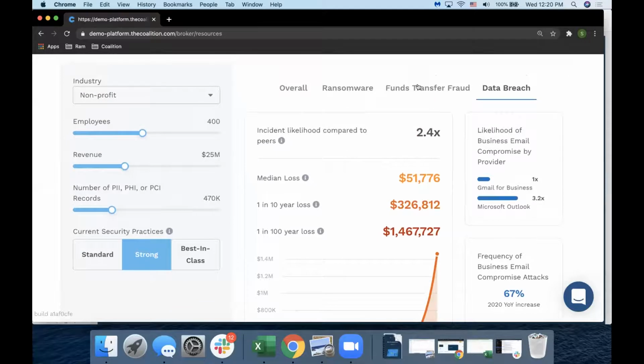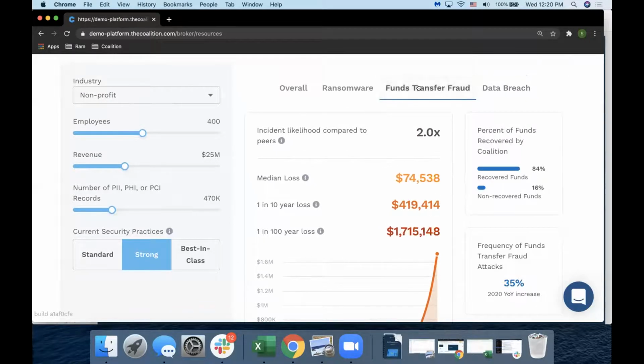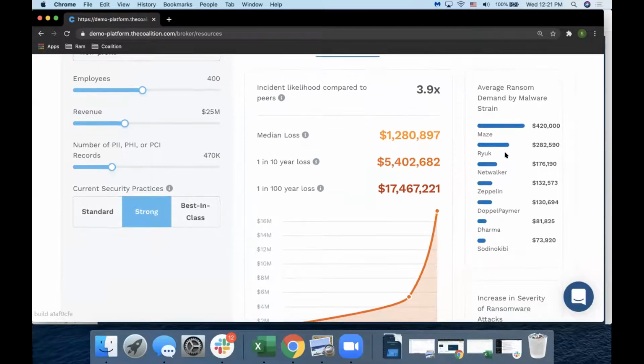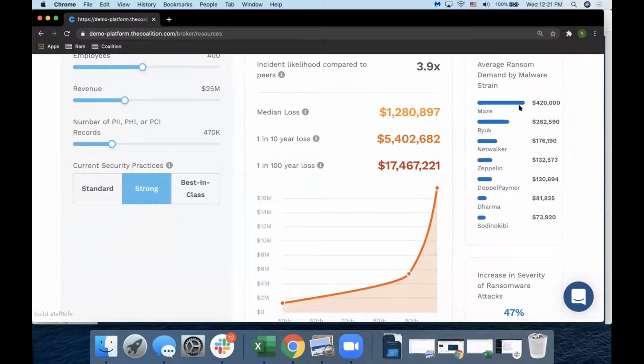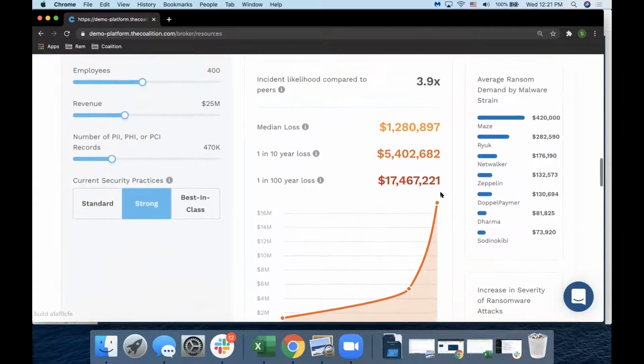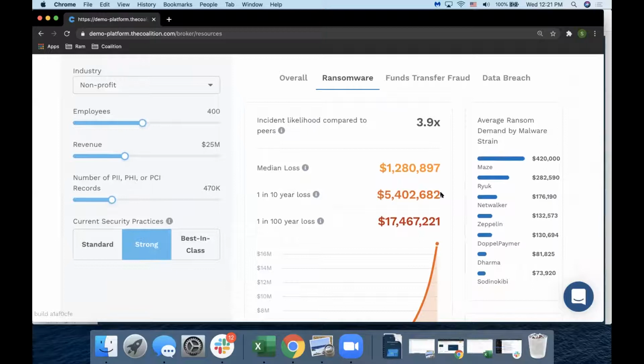Now, we do the exact same thing when it comes to funds transfer fraud, and you can see how the numbers change as respects to our data in regards to a not-for-profit of this profile specific to funds being fraudulently transferred. And then finally, ransomware. You'd expect these numbers to be larger. We actually show you on the right-hand side the average ransomware demand by malware strain, even the increase that we see in severity of ransomware attacks. It's something else we show here. And so again, this is data that is specific to the ransomware segment.